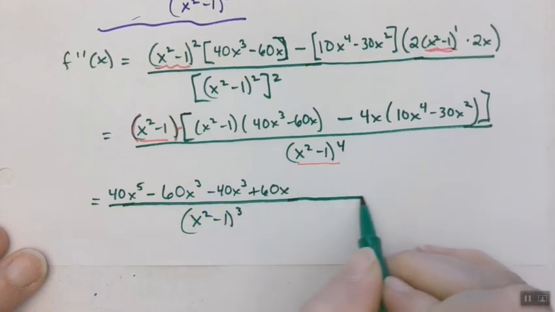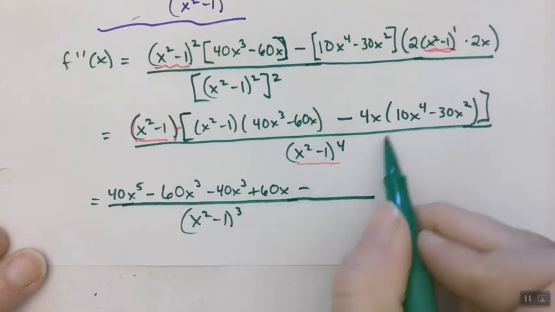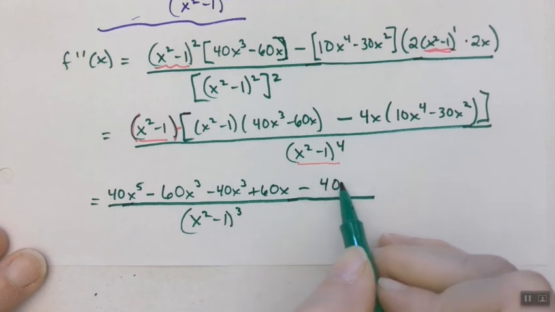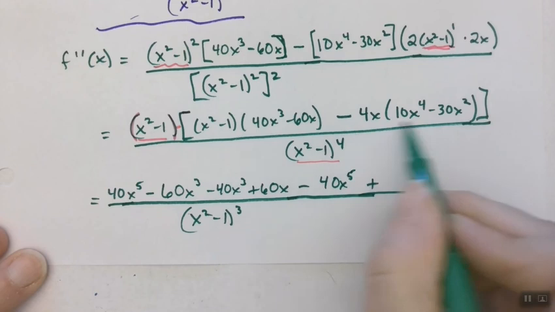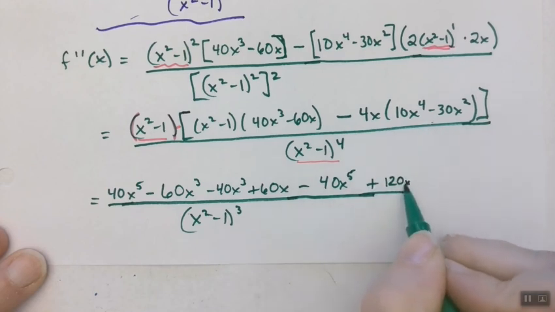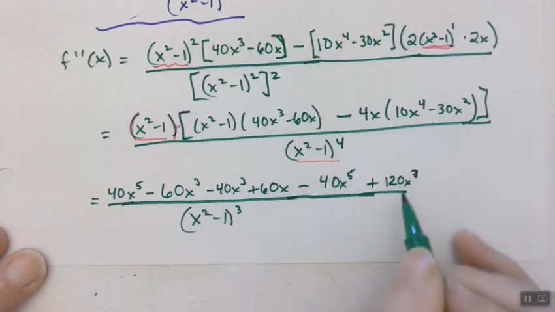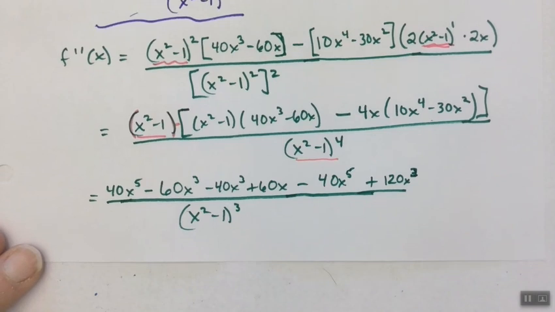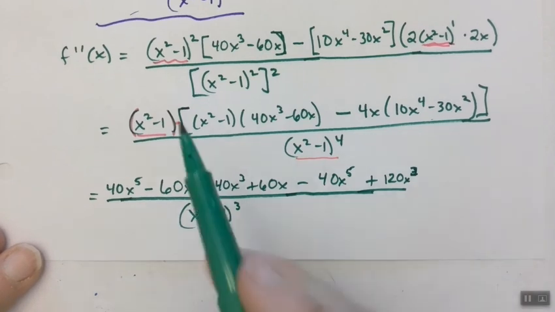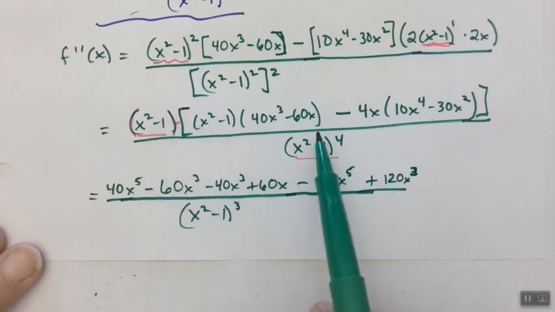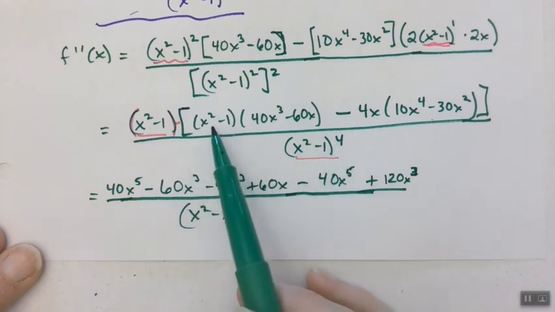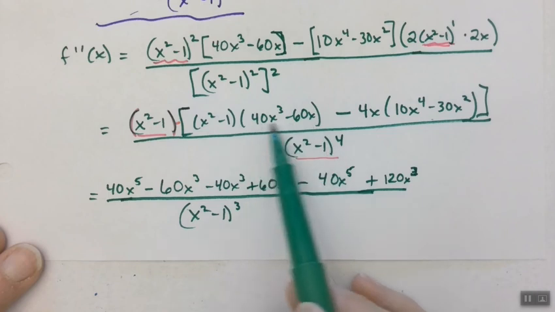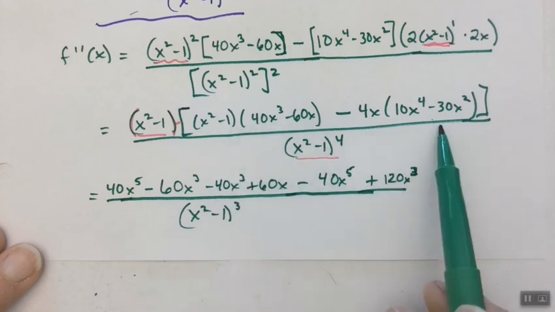In other words, I'm distributing, right? Minus another 40x to the fifth, oh, look at those will cancel, plus 120x to the third. Oop, that's a 3 over there. Right, all I did was distribute. So I canceled out one of the x squared minus 1s, right? I turned this 4 into a 3, and then I distributed 40x to the third times x squared, and so on. So distributed these two, and I distributed this one.